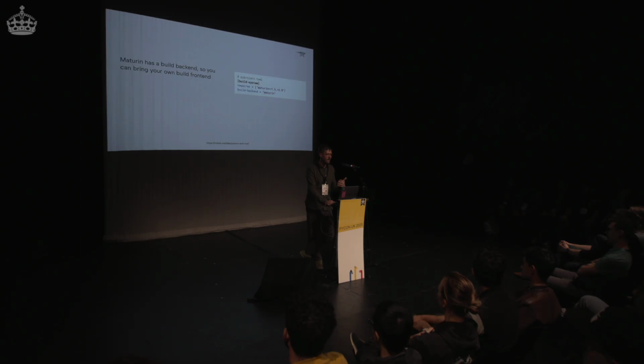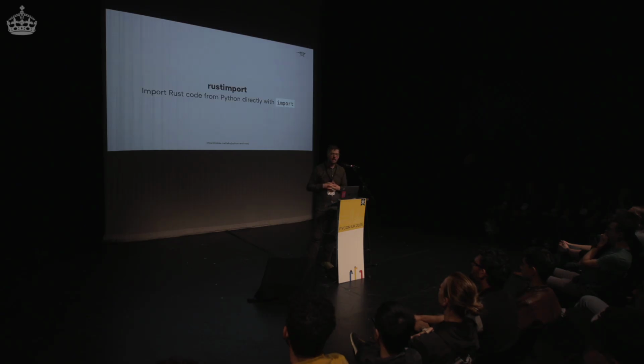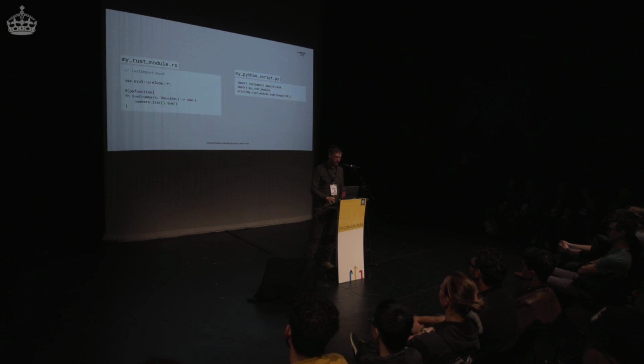So this is good if you are creating a library. But if you just want something simpler, then we have the sort of magical choice of Rustimport, which plays tricks with the import statement, and you can do this sort of thing. So on the left, there's your Rust code, myrustmodule.rs, and there's the magic command, rustimport PyO3, which tells that this is PyO3 code. And then on the right, you have your Python code.